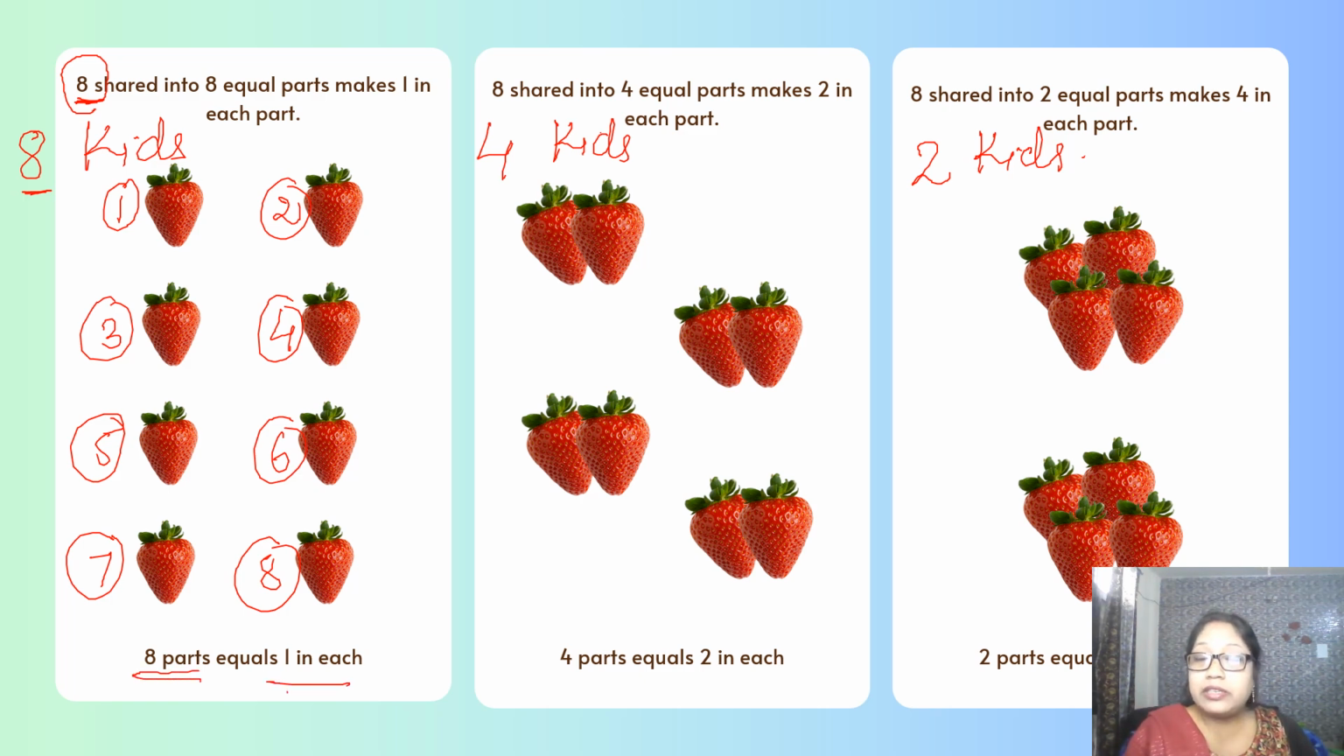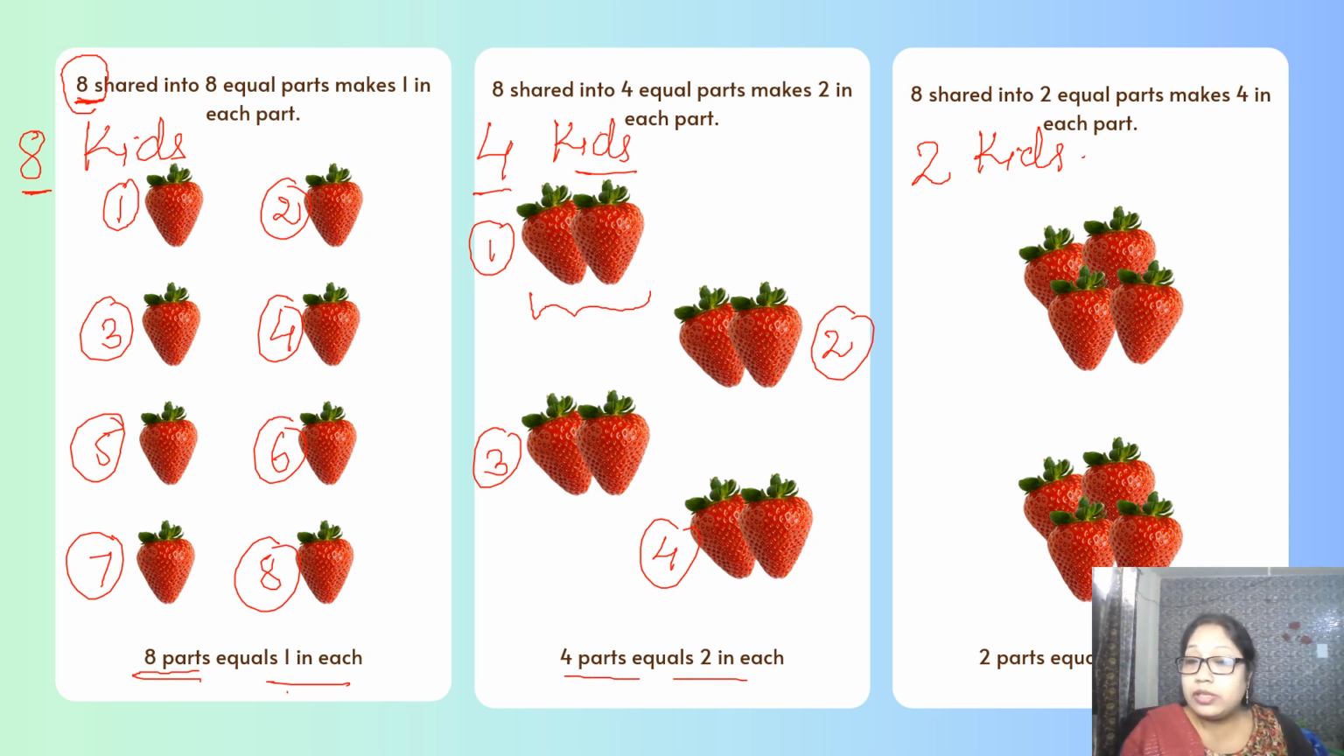In the second section, we have 4 kids. So one will get 2 strawberries. The second kid will get 2 strawberries. The third kid will get 2 strawberries. The fourth kid will get 2 strawberries. So we have 4 parts, equals 2 in each. In the third part, we have 2 kids. Kid 1 will get 4 strawberries. Kid 2 will get 4 strawberries. So 2 parts equal 4 in each, right?